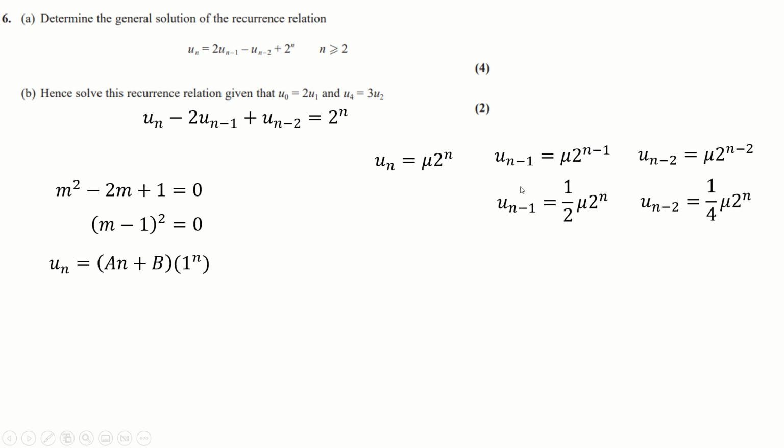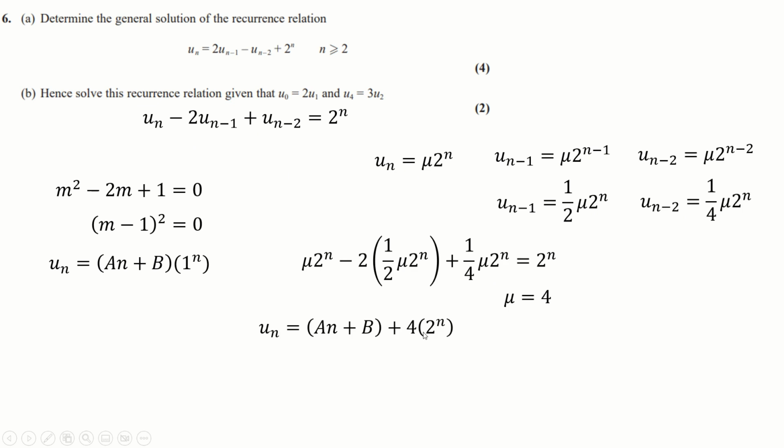And now I can put all 3 of these results into here to get this. This cancels, and then it cancels with this as well. So we end up with mu equals 4, I believe, to make this balance out. And so our general solution is going to be this plus this with mu equals 4. And we'll have our answer.